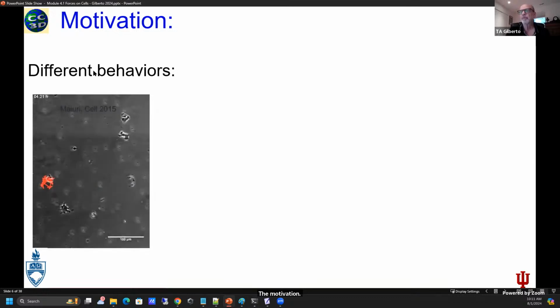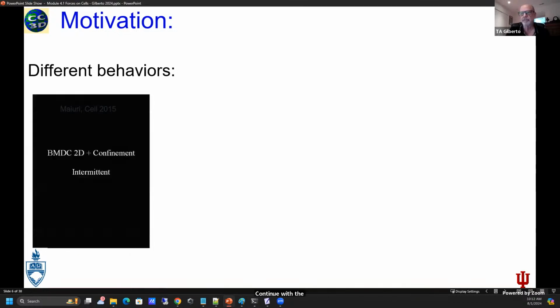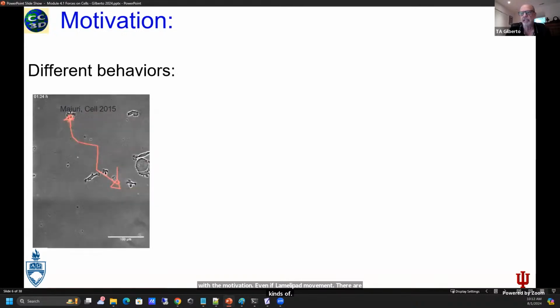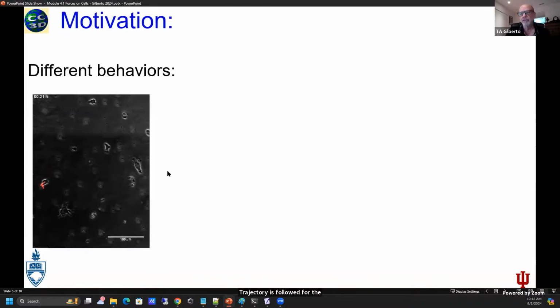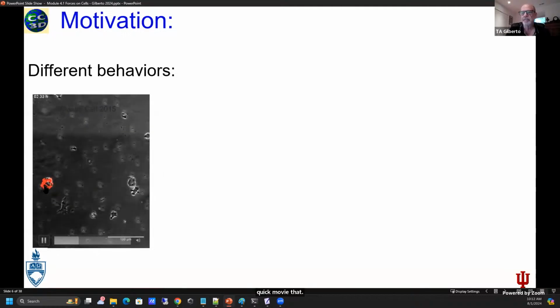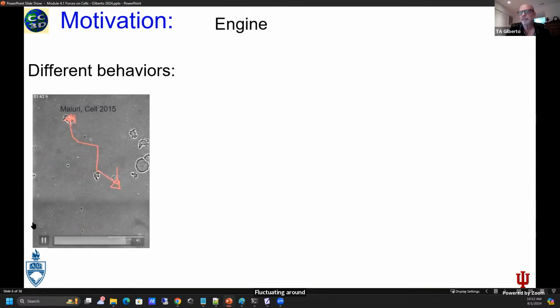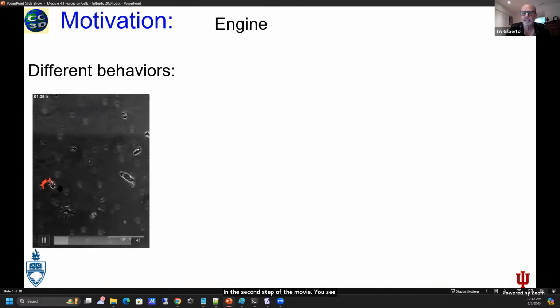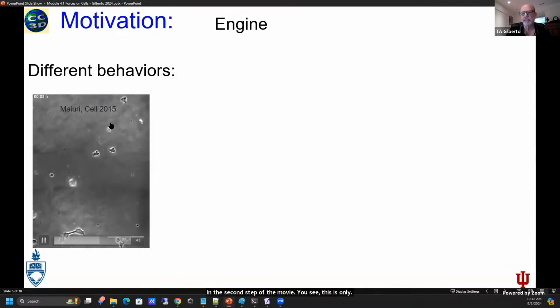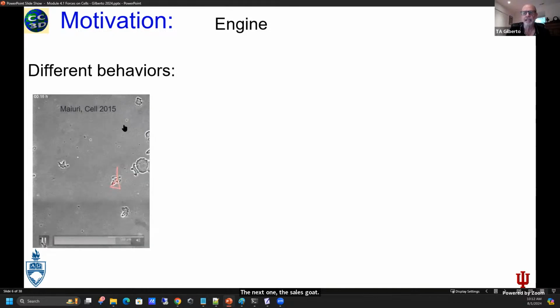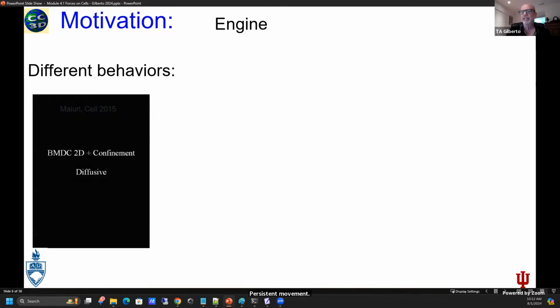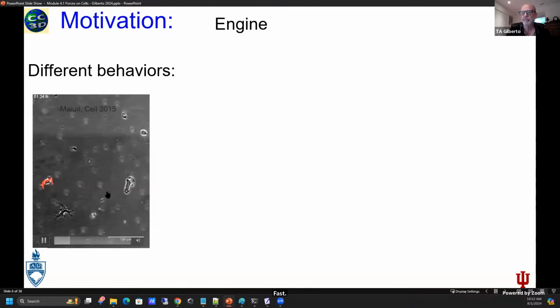Even within lamellipodium movement, there are different kinds of trajectories followed by the cell. See here in this quick movie, the only one I found. In the first part, we have cells just fluctuating around a certain position. In the second step, you see only fluctuation. The next one, the cells go in one direction, a persistent movement. It's quite fast. In the last one, the cells fluctuate, move, fluctuate, move, and so on.